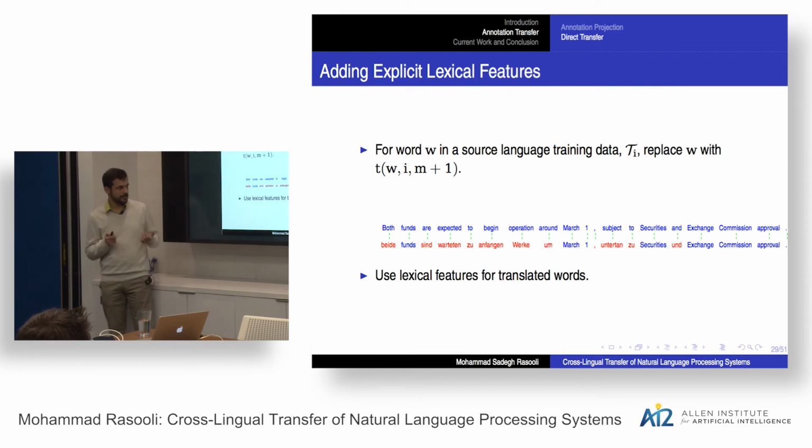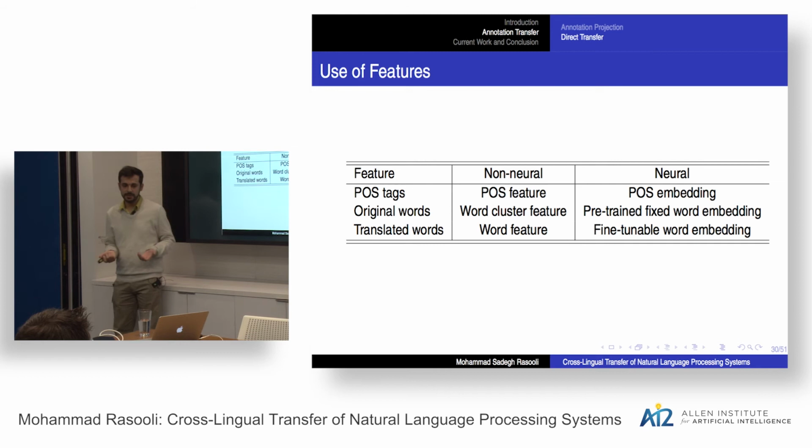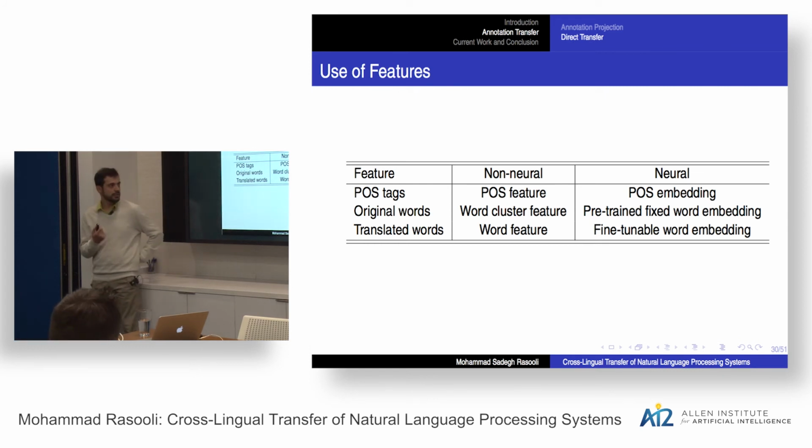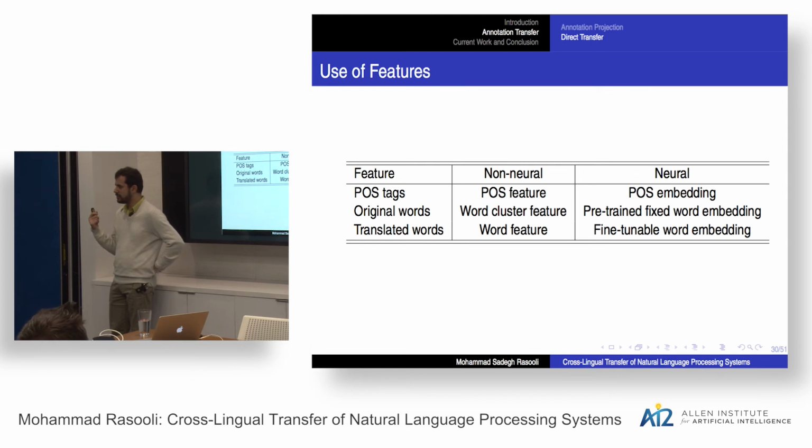To wrap up with this kind of representation, the way that we did was for part-of-speech tags, if it's a non-neural network model, we just use part-of-speech binary indicator features. For original words in the source language, we use the word cluster features where it's trained on that setting. And for translated words, we use the actual word features. Going to the neural network model, the same idea. POS translates to POS embedding. Original words translate to fixed pre-trained cross-lingual representations. And the translated words can go for being fine-tuned as the target language word embedding.